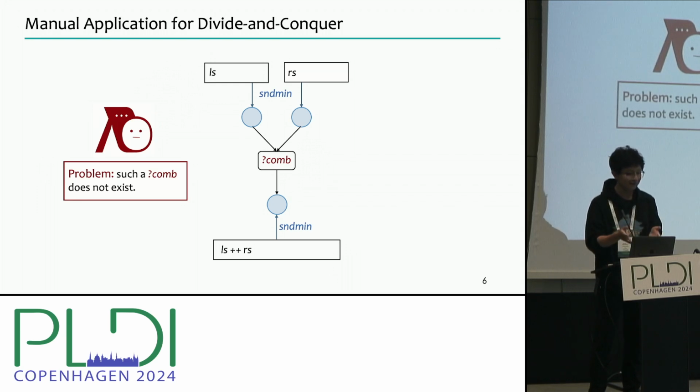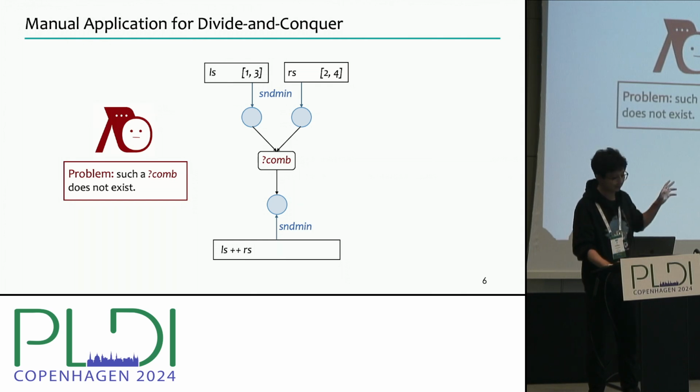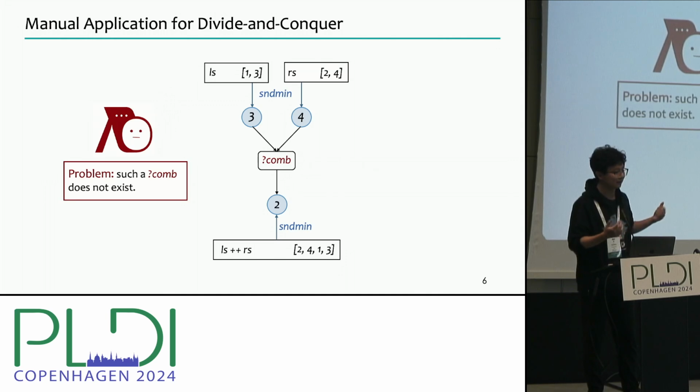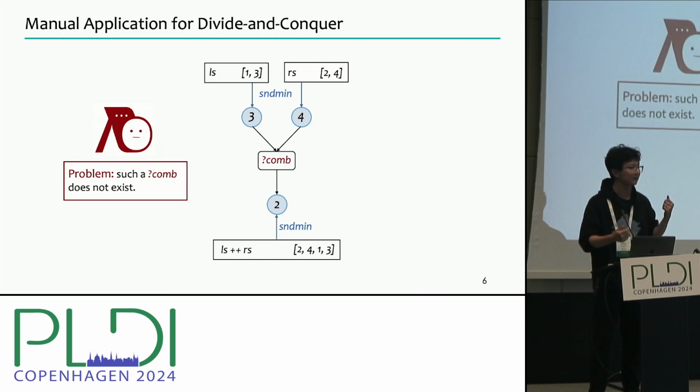For example, in this case, we know that the second minimum of the half lists are in fact not enough to determine the whole second minimum. Suppose the left list is 1, 3, and the right list is 2, 4. Then the combinator can only know 3 and 4 in its input. But it is expected to produce a value that is unknown to it, that is the value of 2. So clearly, the information here is not enough for such a combination.